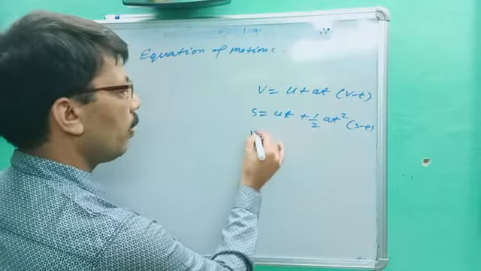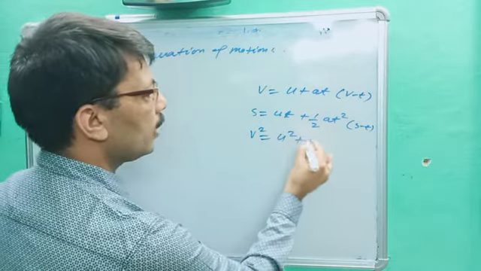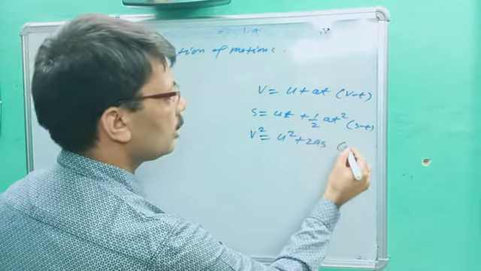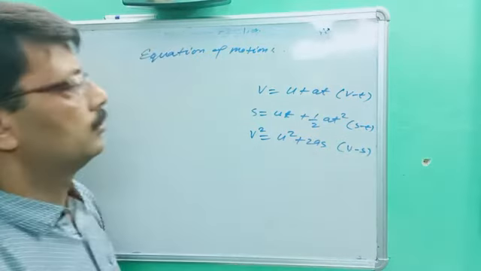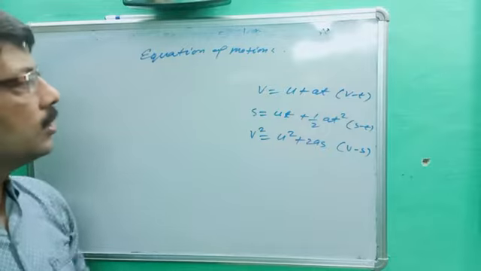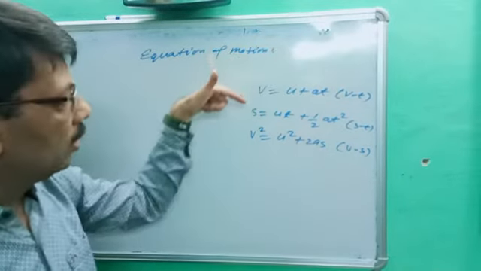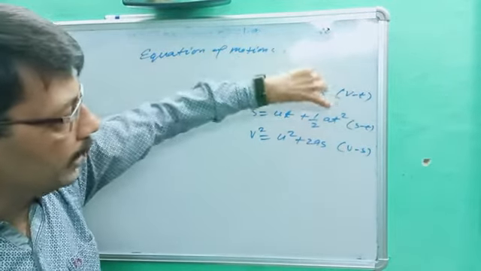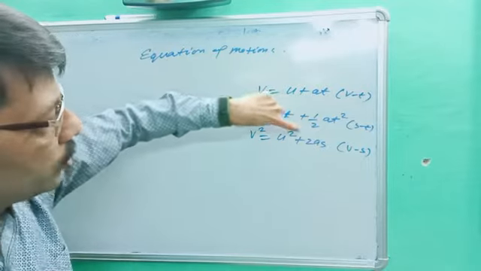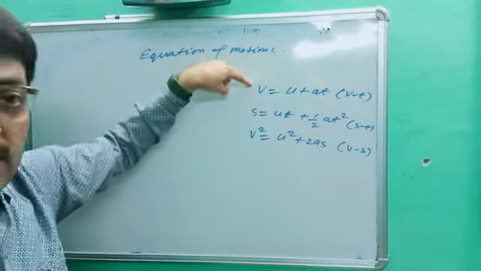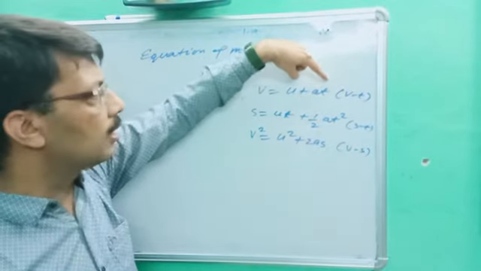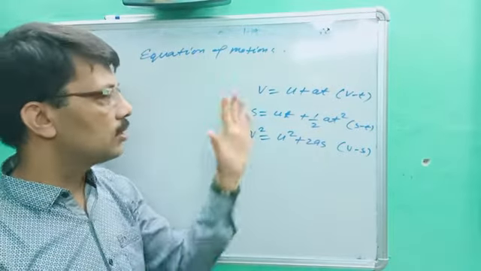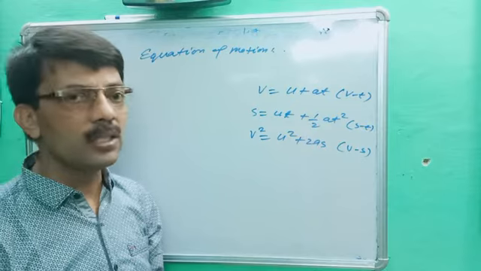And third, V square is equal to U square plus 2AS, and this is also known as the V and S relation. So these are the 3 equations: V is equal to U plus AT, S is equal to UT plus 1 upon 2 AT square, and V square is equal to U square plus 2AS. V is the final velocity, U is the initial velocity, A is acceleration, T is time, and S is distance. So this is the introduction to all these equations.